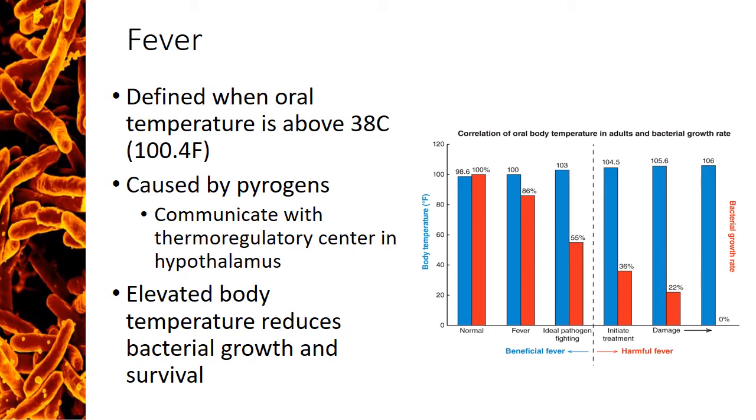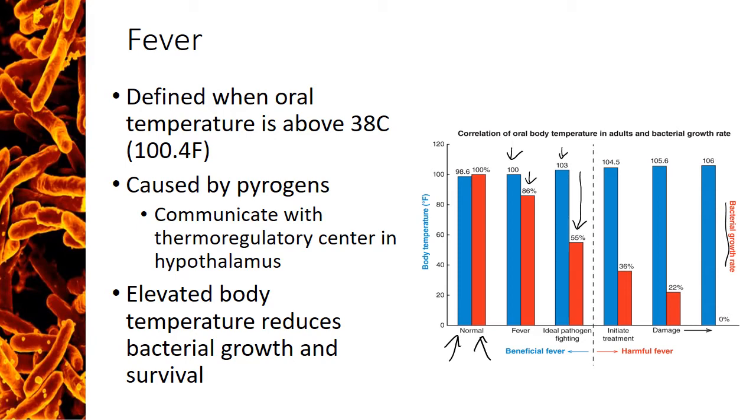And so we can see here in the graph, the blue lines are your body temperature. The red lines are your bacterial growth rate, so how fast are the bacteria growing. As we start to get a fever, so here we're at 100 degrees, so we're just running a fever, and you'll notice the bacterial growth has decreased to 86% of its rate, so it's no longer growing at 100%. If we increase that temperature even more to 103 degrees, now we've decreased the bacterial growth, all the way down to 55%. Okay. The higher the body temperature, the slower those bacteria are growing, and the slower they're growing, the less chance they have of spreading through the body.